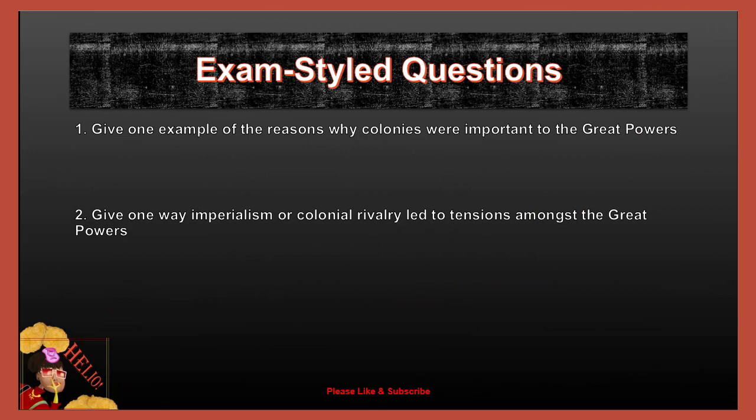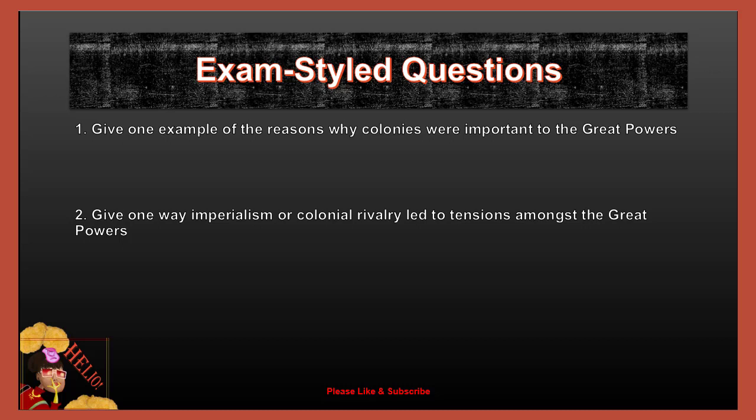Next up, exam style questions. Number 1. Give one example of the reasons why colonies were important to the great powers. So this is an example of a reason. So give a reason. This is the reason. An example, which power could you say followed this reason? Put it in there. Don't explain it. Just say it. Then give one way imperialism or colonial rivalry, same thing, led to tensions amongst the great powers. So that's that. Now, let's answer the questions.